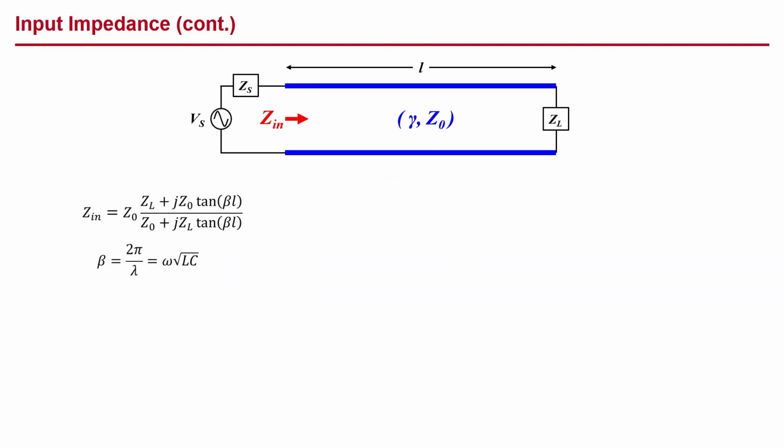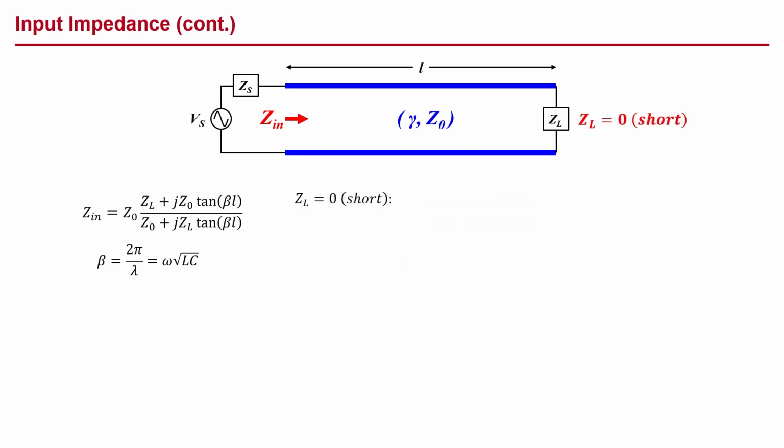First, we'll recall that beta is defined as 2 pi over the wavelength lambda, and it also equals omega times the square root of LC. Both of these substitutions will come in handy. When ZL equals Z naught to provide a matched load, we substitute Z naught for ZL, the numerator and denominator are equal and cancel each other out, so Zin equals Z naught. And that's great. For a matched load, the input impedance simply looks like Z naught.